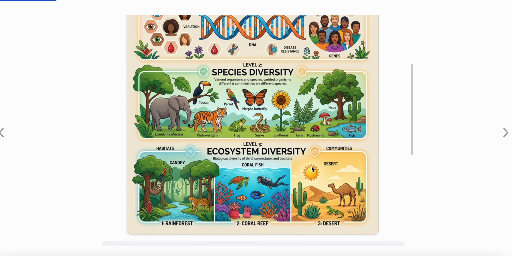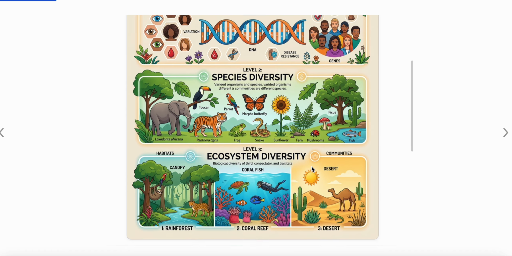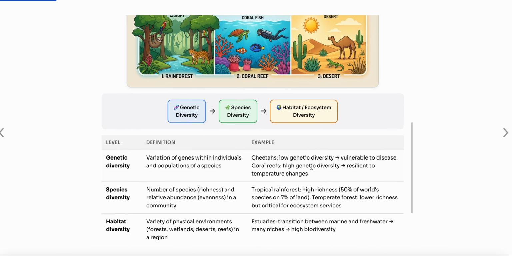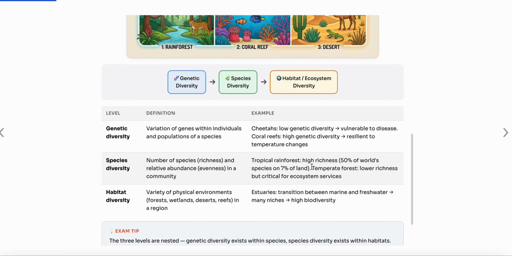Okay, so let's understand first the species diversity. Now, species diversity means what? You have a number of different varieties of species present, right? We have different varieties of flowers, different varieties of trees, different varieties of organisms, different varieties of fruits. So all this constitutes species diversity.